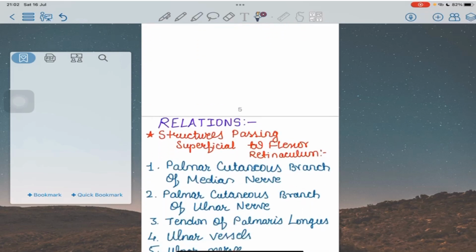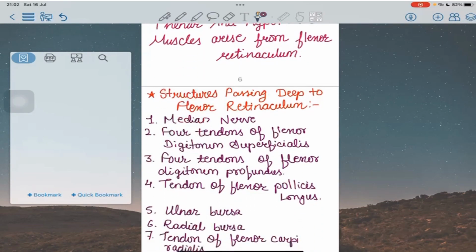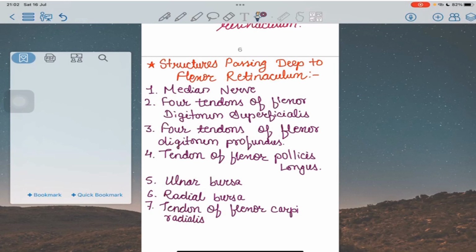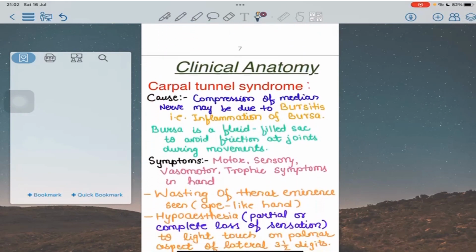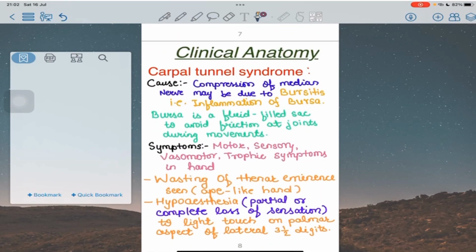Retinaculum, and the last part which remains for this video or this topic would be the clinical anatomy. Always remember a very crux of the point that whenever you write the short notes, even if the question does not ask you about the clinicals, you have to write it. The important thing, why you have to write these clinicals in the short notes wherever it is not asked also, but you have to write.